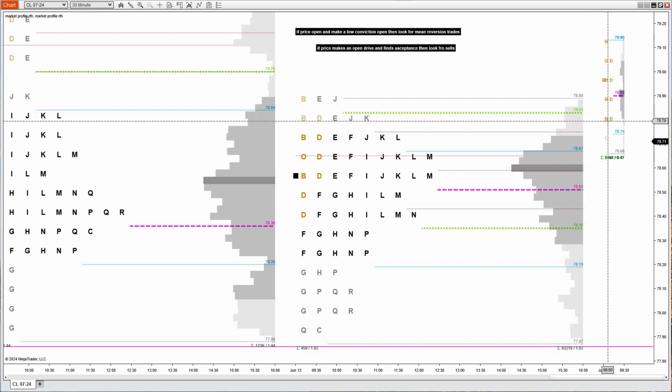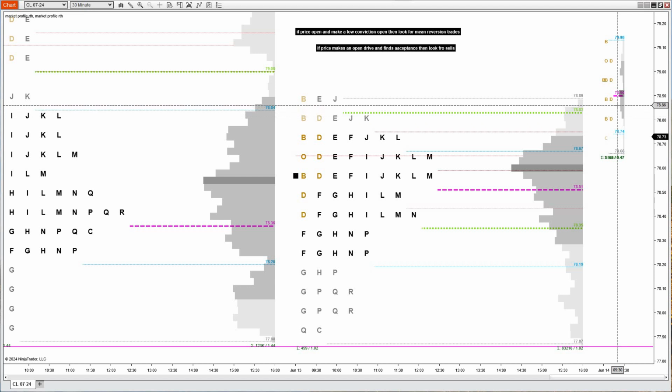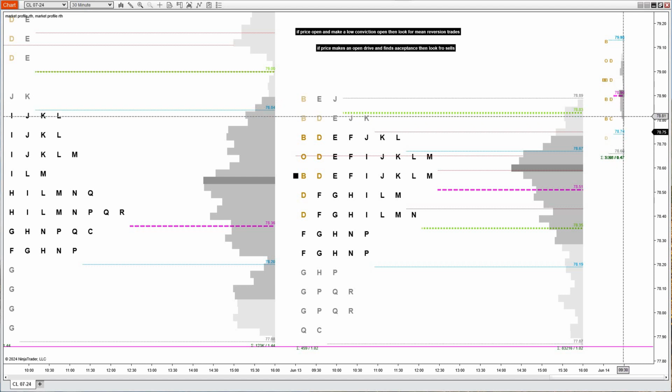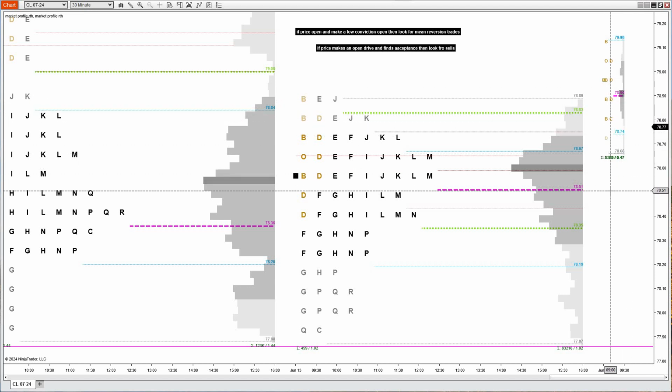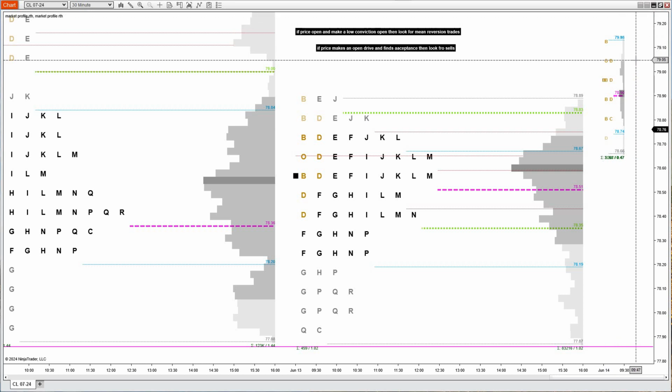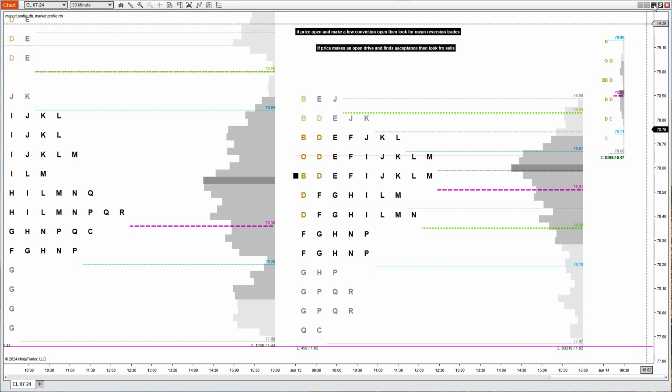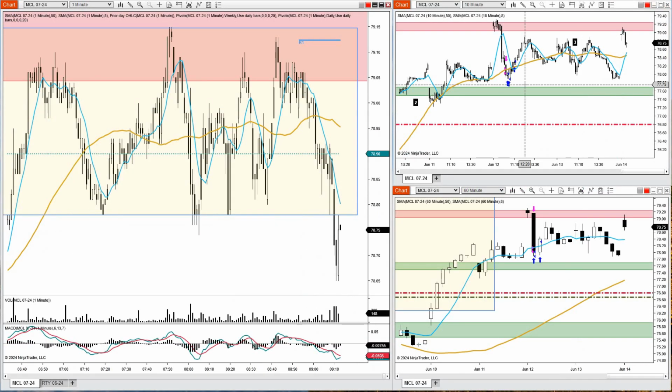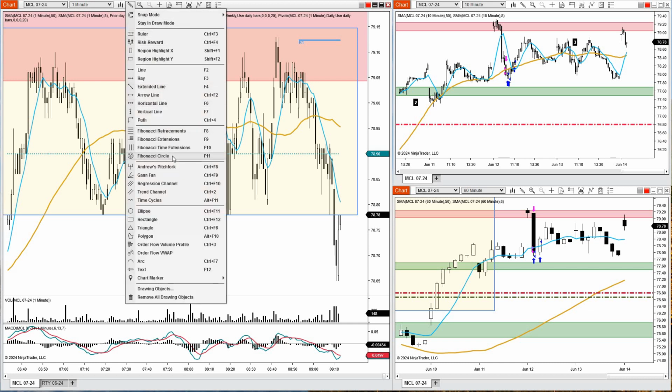So I'm looking for pullbacks. I'm looking for the market to potentially trade all the way back down to either yesterday's fairest price or value area low. Now, the fact that we had a low conviction open lets me know that price is probably going to revert to the mean of yesterday. And that's exactly what I'm looking to get, some type of reversion to the mean trade.